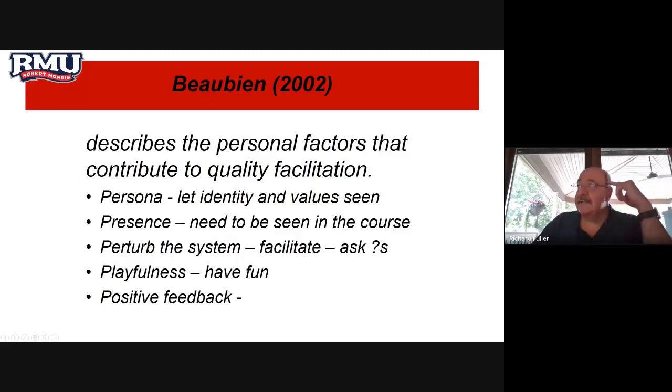So Bobine, and this goes back to 2002, but it is still relevant today. He describes the personal factors that contribute to quality facilitation and instructor presence. And he lists them out as these five: persona, presence, perturb the system, playfulness, and positive feedback.